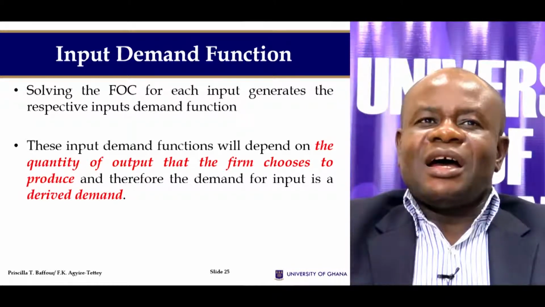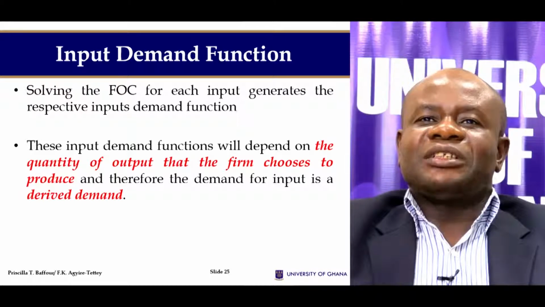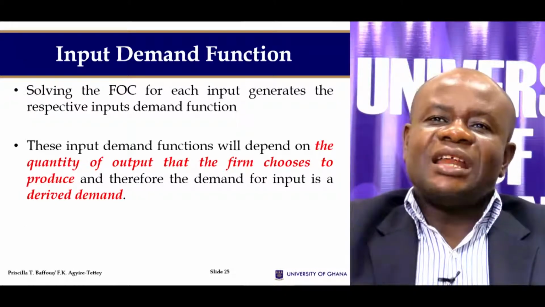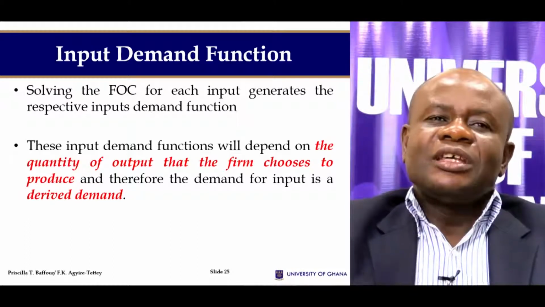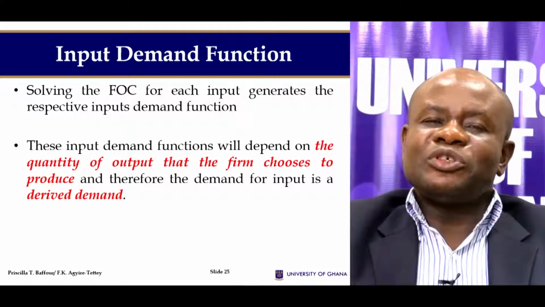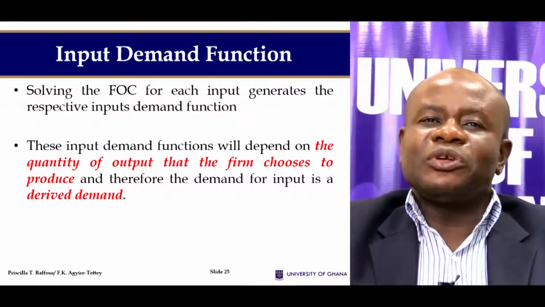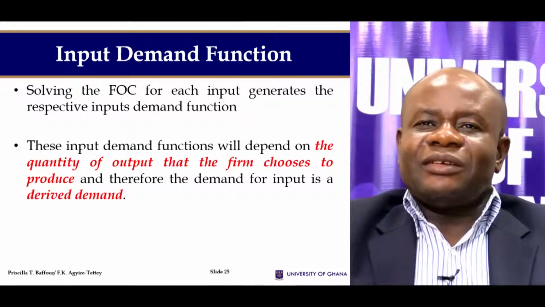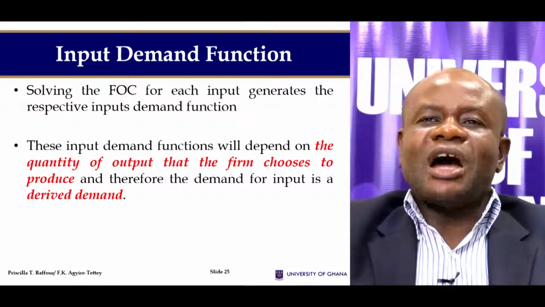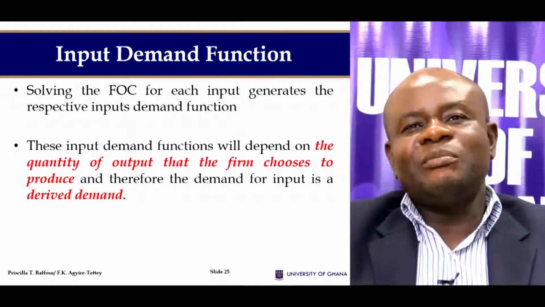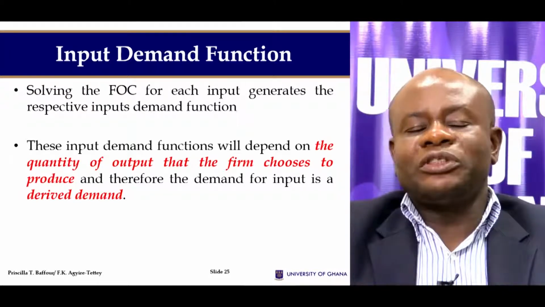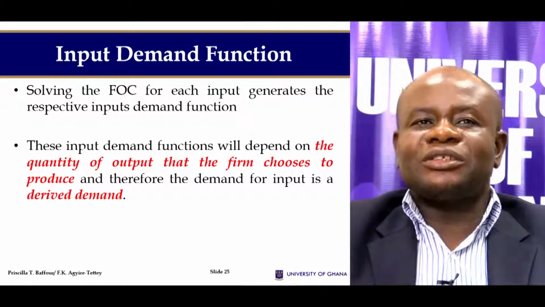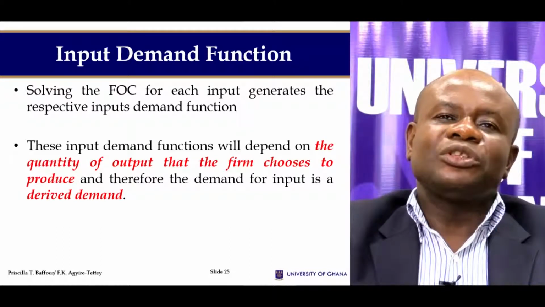And these input demand functions will depend on the quantity of output that a firm chooses to produce. The higher the output that a firm chooses to produce, the more of this input that a firm is going to require. So in other words, this demand for the input is referred to as derived demand. That is, the inputs are not demanded for their own use, but the amount of it that you demand is dependent on the output that you decide to produce.